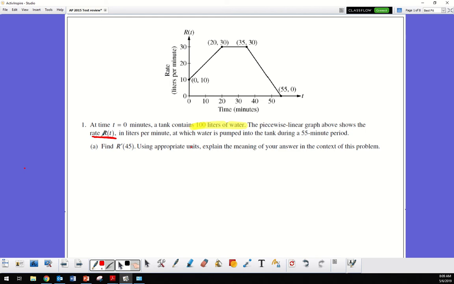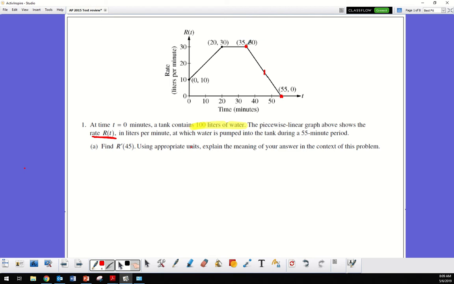So that's a rate, isn't it? I'm already starting at a rate, which would be the velocity, right? Okay, so find R prime of 45 using appropriate units. If I'm looking at it, isn't it supposed to be somewhere right here? So I could figure that one out. Do I have 2 points? I have a point over here and a point over here on both sides of it, don't I? Yes.